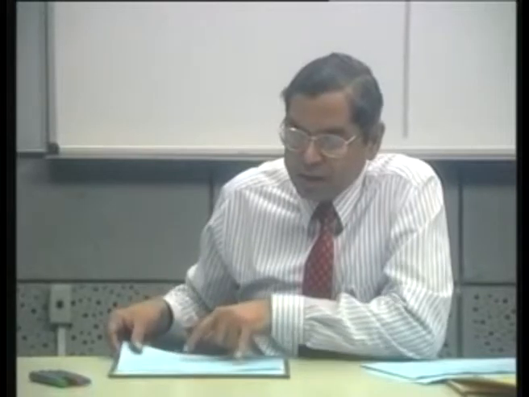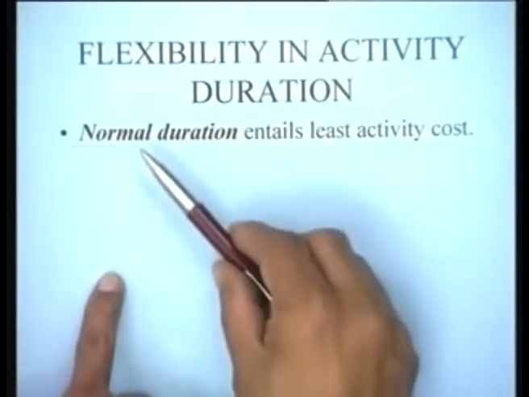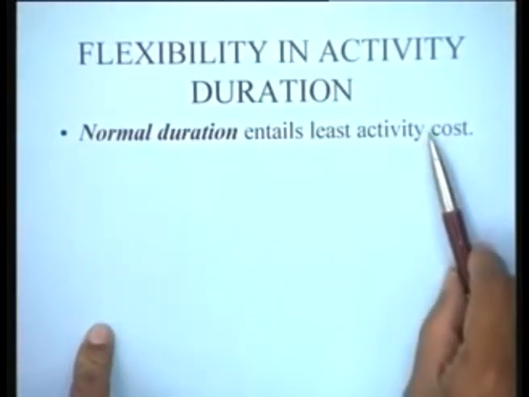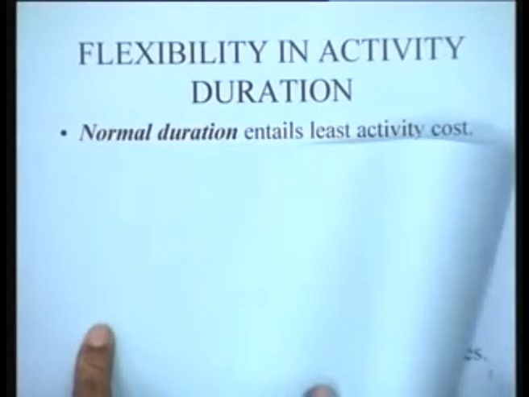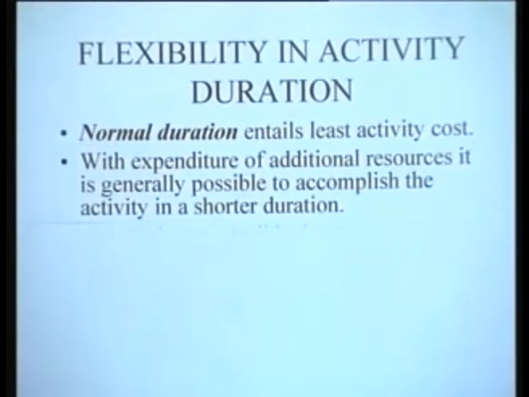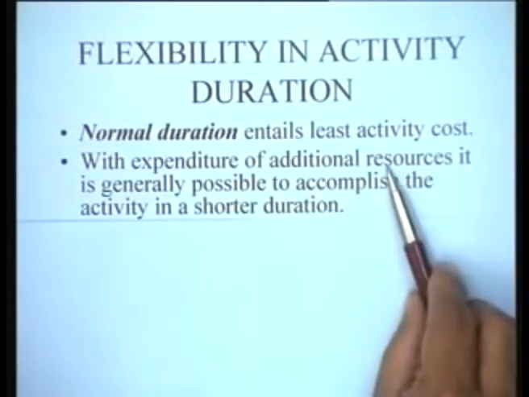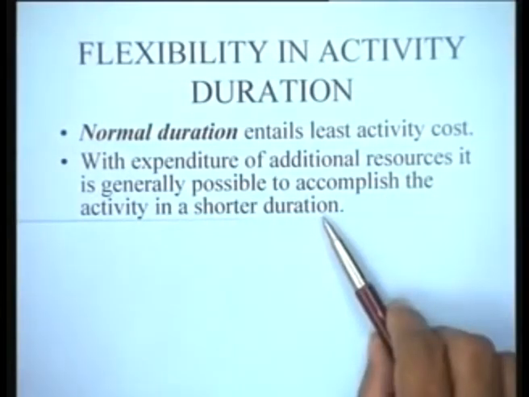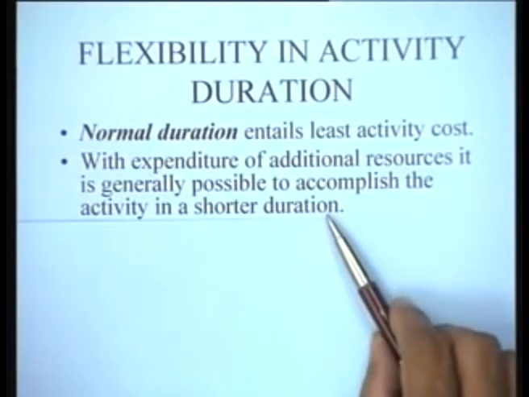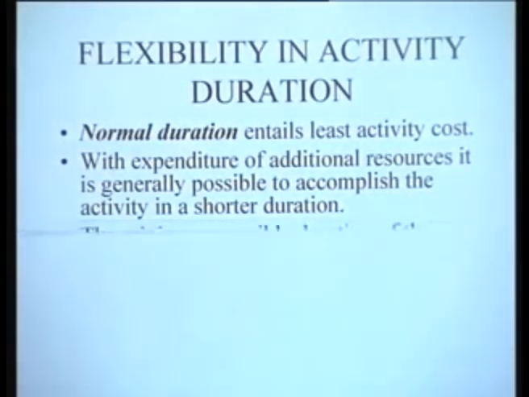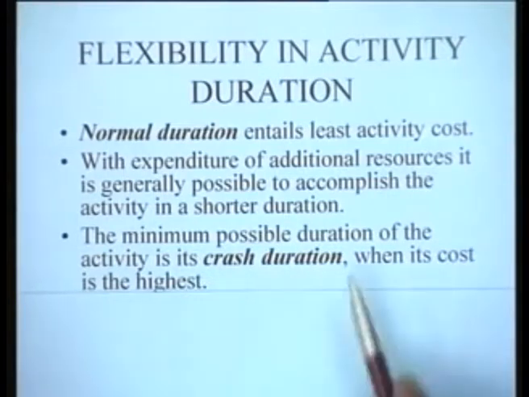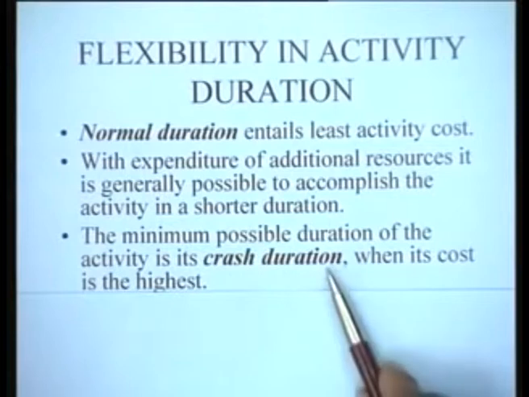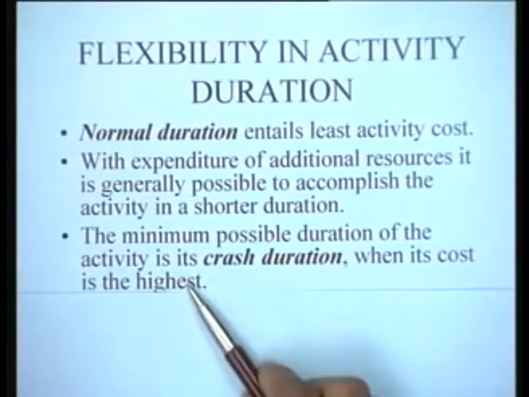So we always define the normal cost, and the normal duration is that duration which entails the least activity cost. And then what we say is, with expenditure of additional resources, it is generally possible to accomplish the activity in a shorter duration. This is quite logical, and we have all experienced this. So the minimum possible duration of the activity is its crash duration. That's the definition. And that is the duration when its cost is the highest.